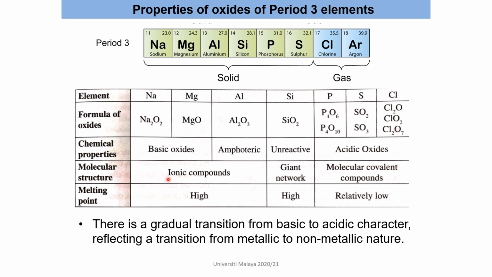For the molecular structure, these metals, as you know, form ionic compounds, whereas these non-metals form molecular covalent compounds. And silicon, as I've mentioned, exists in a giant network, and therefore it reflects a high melting point, like these metals. The non-metals have a relatively low melting point, and with the giant network, silicon has a high melting point. So you can see there is a gradual transition from basic to acidic character, reflecting also a transition from metallic to non-metallic nature.